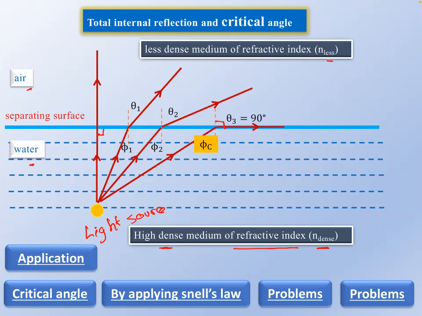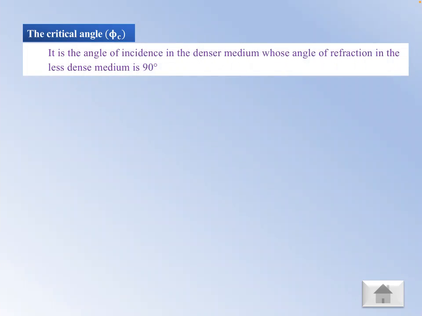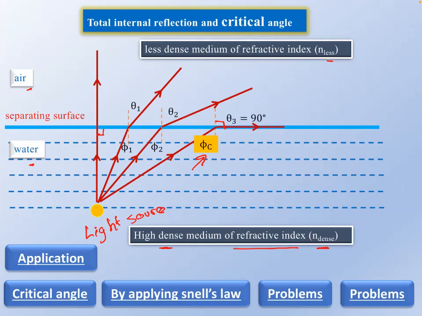What is meant by critical angle? It is the angle of incidence in the high dense medium whose angle of refraction in the less dense medium equals 90. Look here, critical angle: it is the angle of incidence in the denser medium, high dense, whose angle of refraction in the less dense medium equals 90.